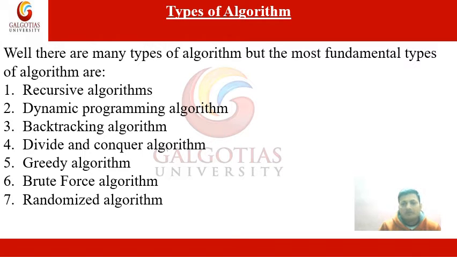For recursion we have very good examples: Fibonacci, as well as the factorial of a number. Next is the dynamic programming problem. Actually, we use dynamic programming for optimizing the solution. Suppose we have a number of solutions and we want to find the optimal solution for the given problem. In such situations we must use dynamic programming algorithms.